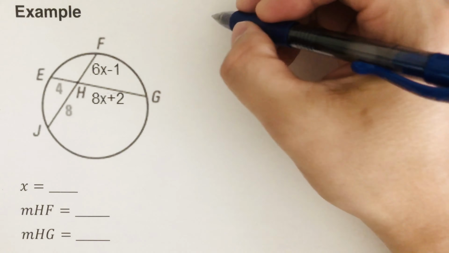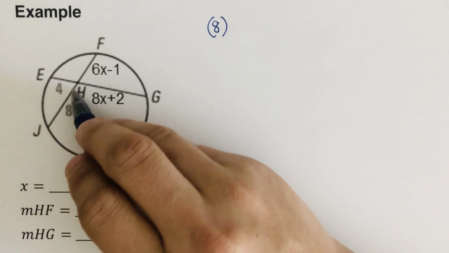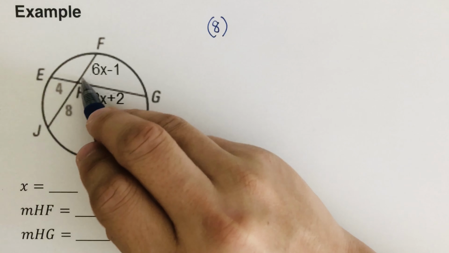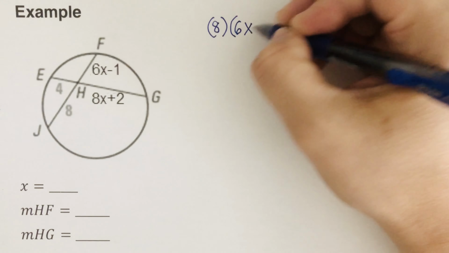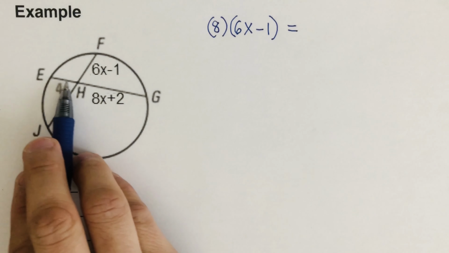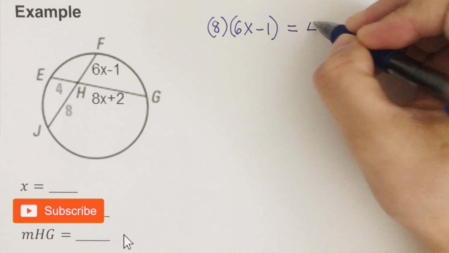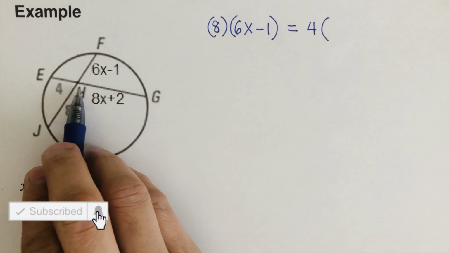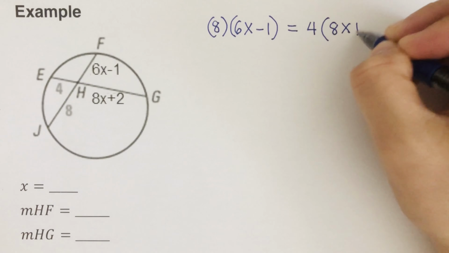So I'm going to go ahead and say 8. That is this line segment right here. So I'm going to multiply it to 6x minus 1. So that is 6x minus 1 is equal to the other chord. I go to the other chord. So in here, I have 4. And then the other part of this chord is 8x plus 2.